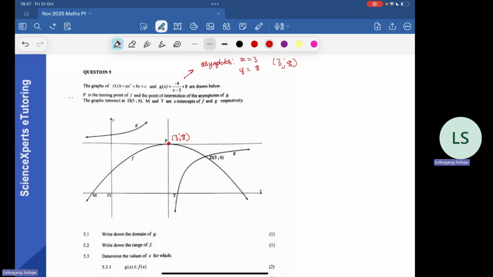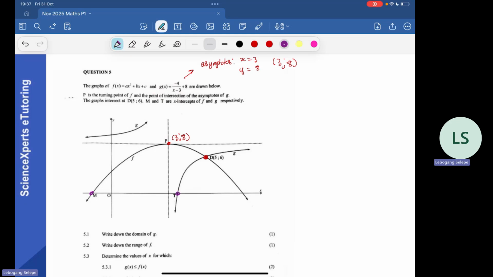They say that we are given the point of intersection here, D (5; 6), right? M and T are the x-intercepts of f and g respectively. Here is M, you see it's the x-intercept of f, T is the x-intercept of g, right?